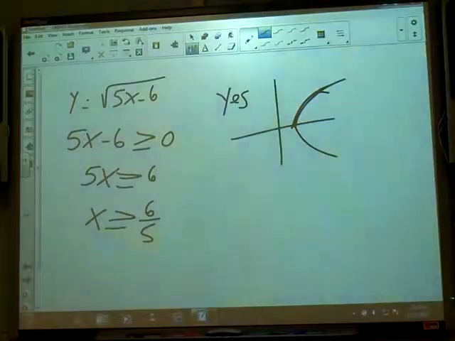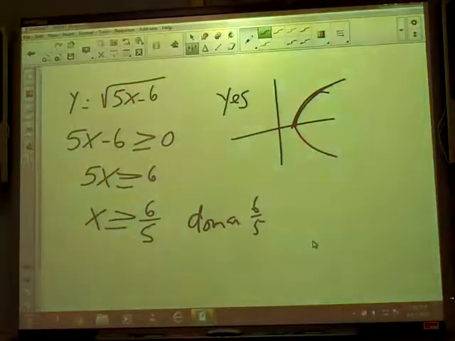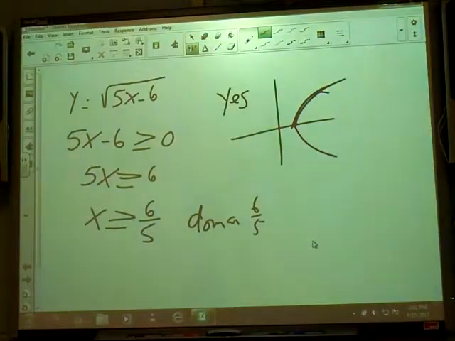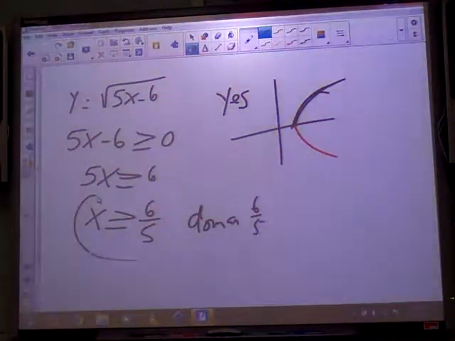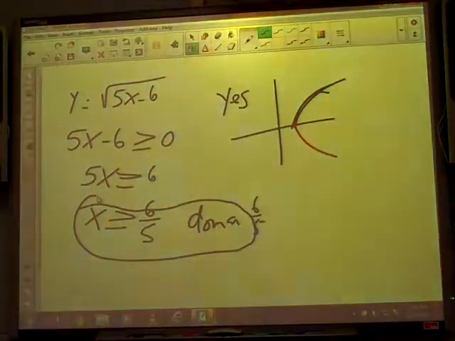So my domain is what I just wrote there. X has to be greater than or equal to 6/5, because if it's not, I'm going to get a non-real solution. It would be imaginary, which we remember from Algebra 2, and we'll get to a little bit later in here. So my domain has to be greater than or equal to 6/5.